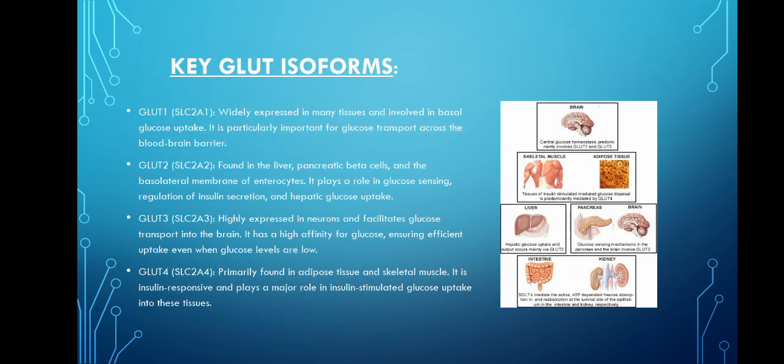GLUT1 is widely expressed in many tissues and involved in basal glucose uptake. It is particularly important for glucose transport across the blood-brain barrier. GLUT2 is found in the liver, pancreatic beta cells, and the basolateral membrane of enterocytes. It plays a role in glucose sensing, regulation of insulin secretion, and hepatic glucose uptake.